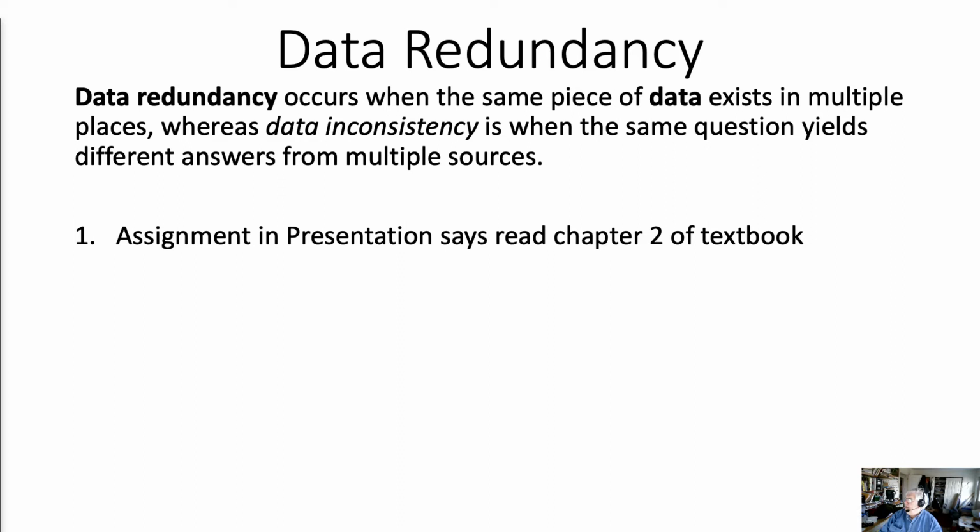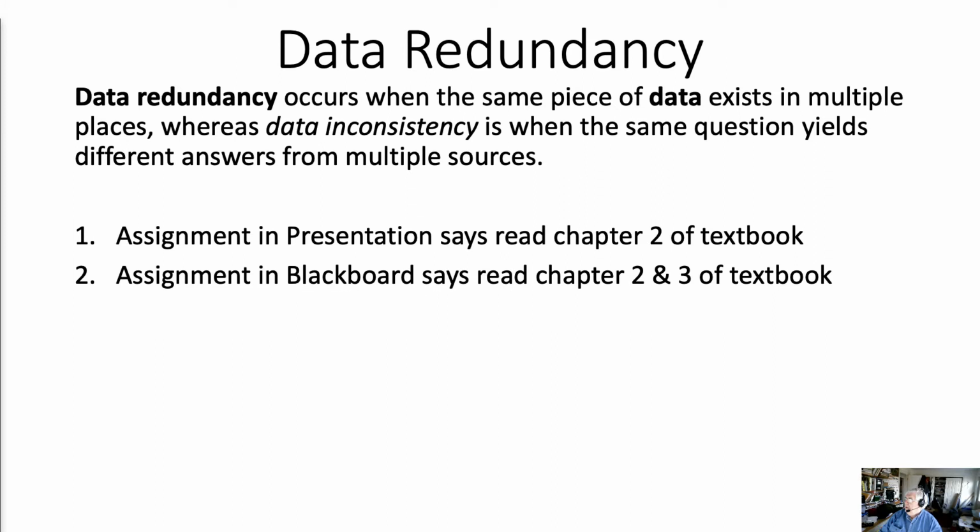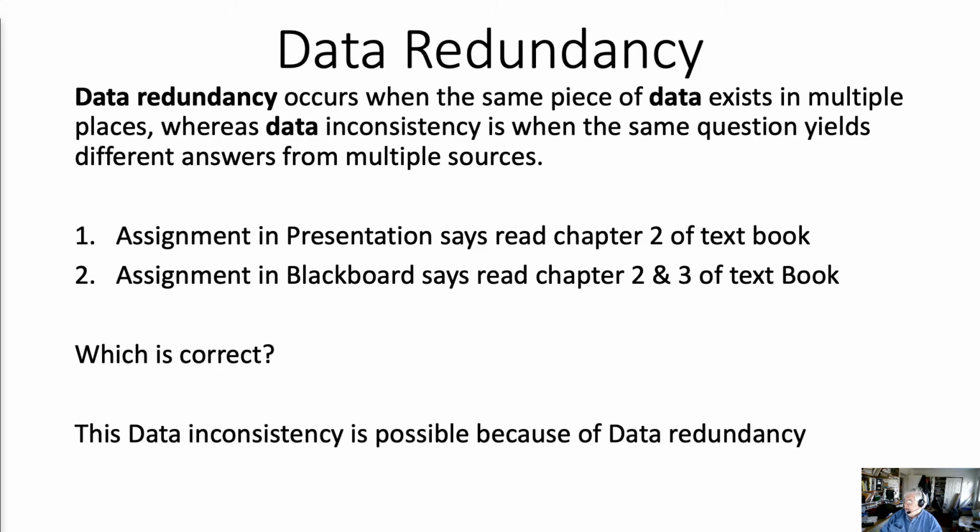If I have an assignment in the presentation that says that you need to read chapter 2 of the textbook, but on Blackboard the assignment says read chapters 2 and 3 of the textbook, which is correct? This is a classic example of data redundancy. And if you design your data correctly, there's only one place to go to get the answer. This data inconsistency is possible because of data redundancy. We're storing the data on the presentation and then on Blackboard. The right answer is to store it just one place.